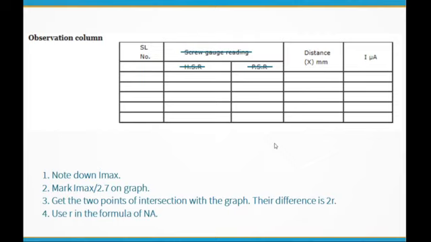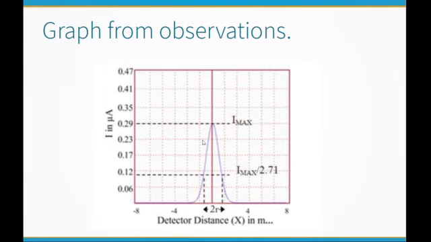Now this was the type of observation table that we used. We recorded the distance x from -8 to +8 and the current I in microamps by looking at the output unit. With the help of these values, we drew a graph like this.